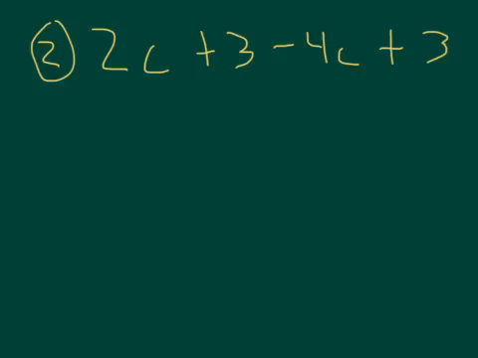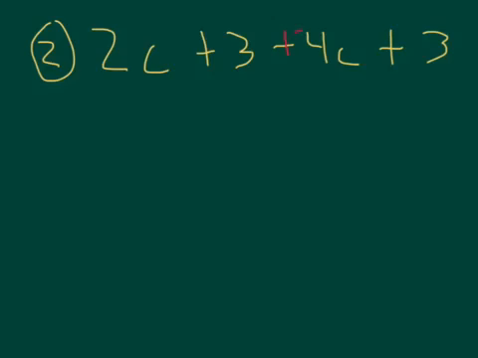So I'm going to go through my steps. The first step is to change any subtraction to addition, doing plus the opposite. You can see here that I have a minus sign, so I want to change that to an addition sign and then do the opposite to my 4. The opposite of 4 is negative 4. So I'm going to go plus, and then the opposite of 4 is negative 4. So now I have negative 4c.